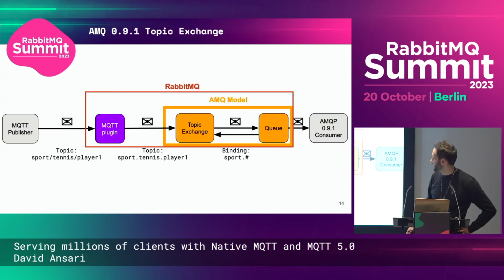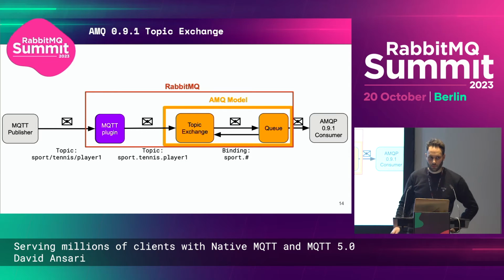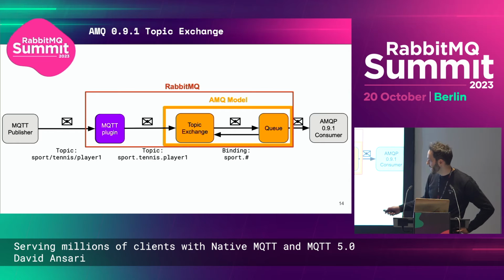To give an example, we can publish to RabbitMQ with MQTT and then consume with another protocol, so with AMQP 0-9-1. And this works because we publish the message with, in this case, the topic sport/tennis/player1. And then the MQTT plugin in RabbitMQ just translates the topic to the AMQP format, so sport.tennis.player1. And if a queue happens to bind with a matching binding key, in this case it does, because the hash sign matches multiple words, then the message gets into the queue and is then consumed by the consumer.